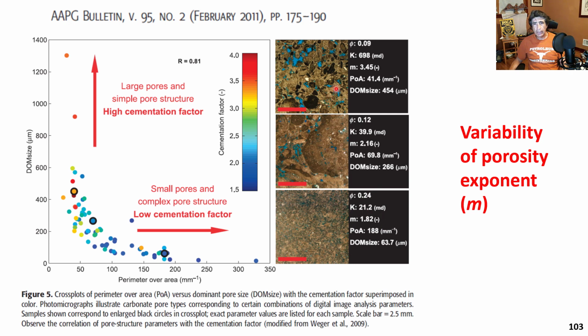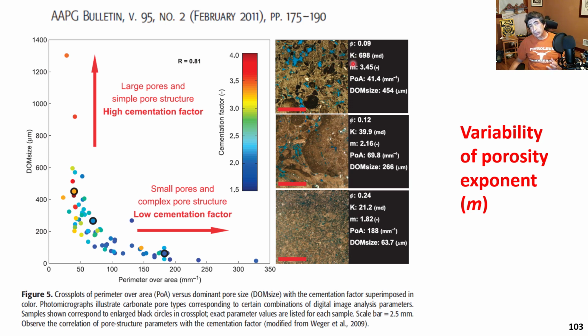But as soon as you have a bimodal distribution of pore sizes, like in the rock at the top, then immediately the m exponent tends to increase to values of 3.45, 3, much higher than what we actually see in clastic rocks. And also the other thing that they find is that for very low values of porosity, it's also typical when you have this variability of pore sizes that the m exponent tends to increase very high.